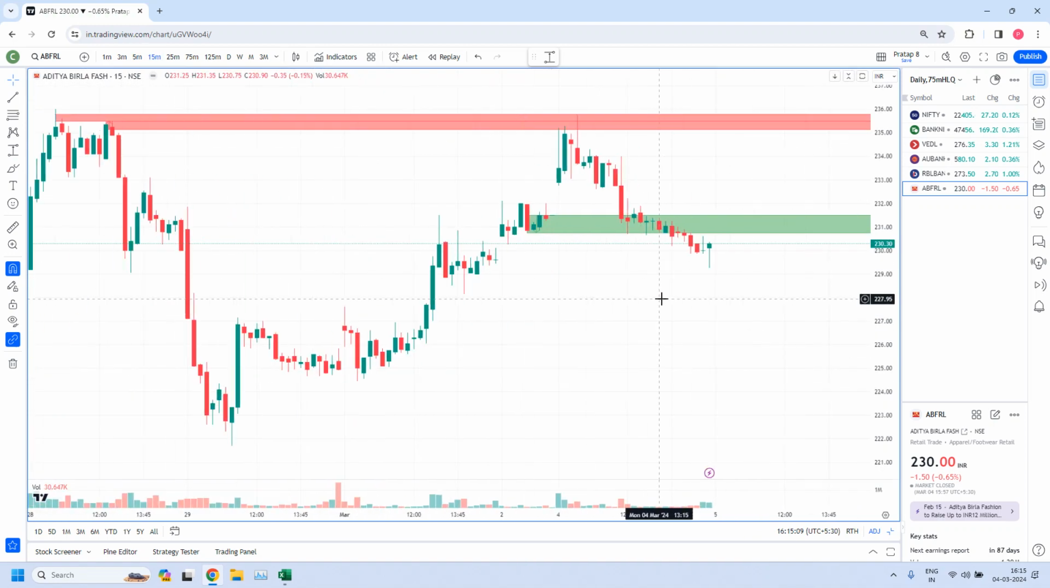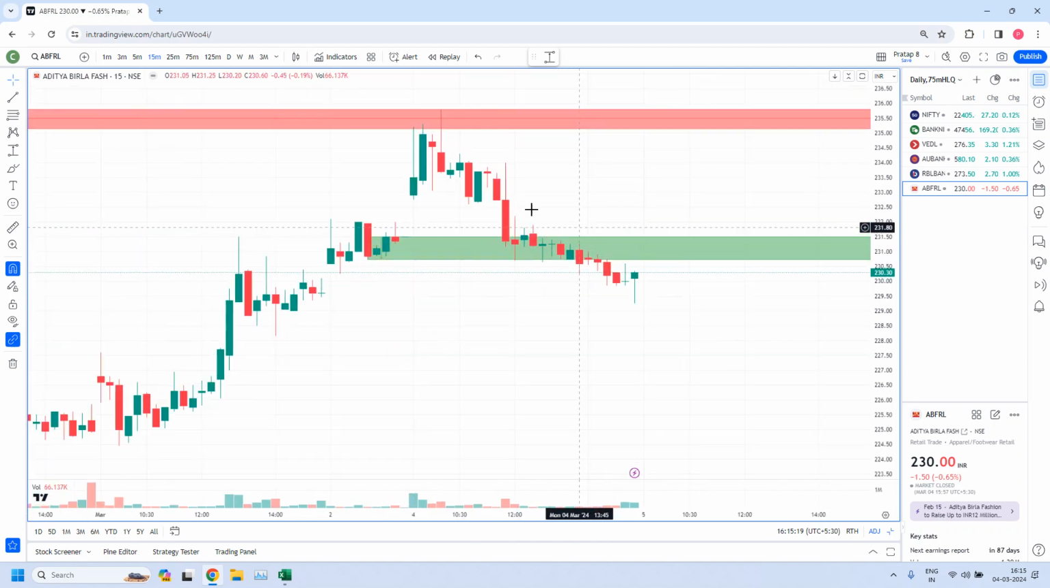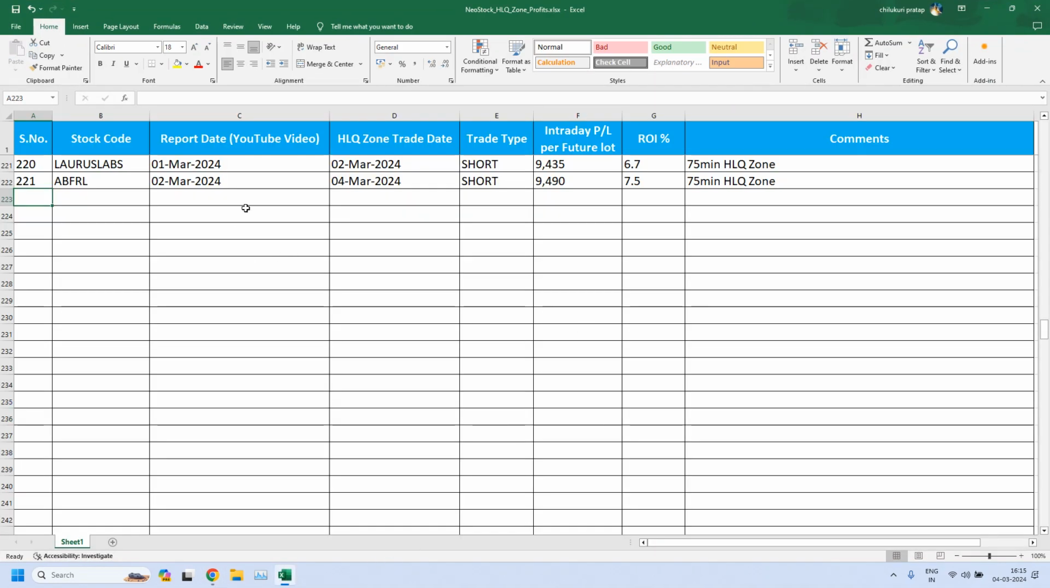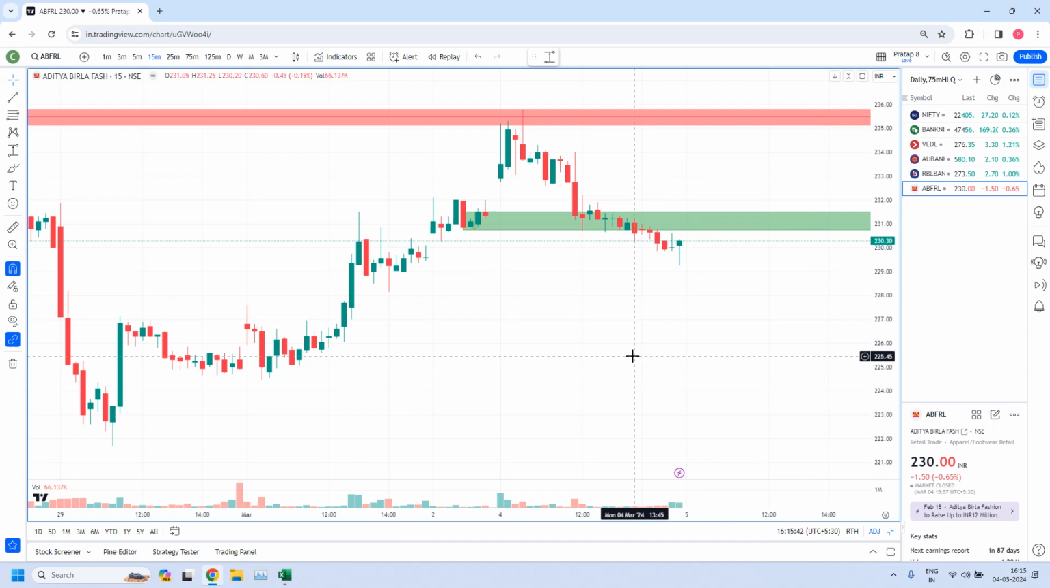Let me get into the 15 minutes time frame. So here we have a drop, 3 base candles, and we have a rally candle. And finally, this is the one that actually pushed the prices down. And this is the way in ABFRL we got a profit of 9,490 rupees, which is 7.5% ROI. So excellent trade. This is the only stock we got a trade in out of these 4.